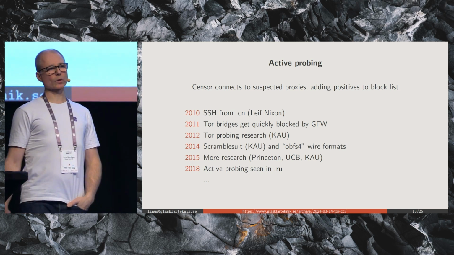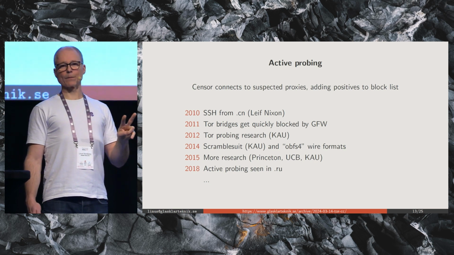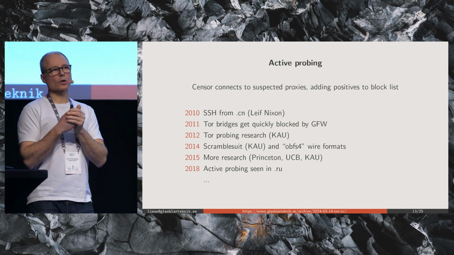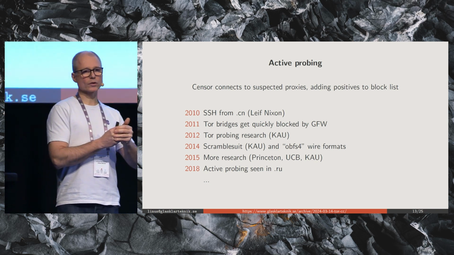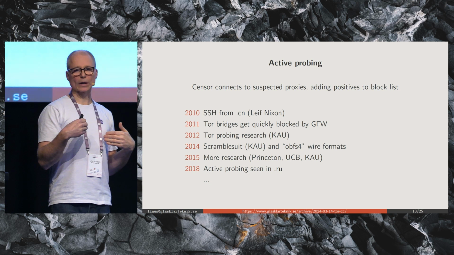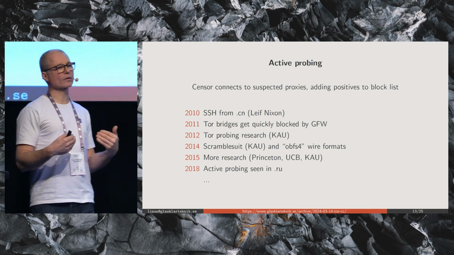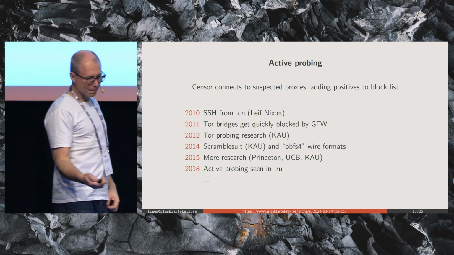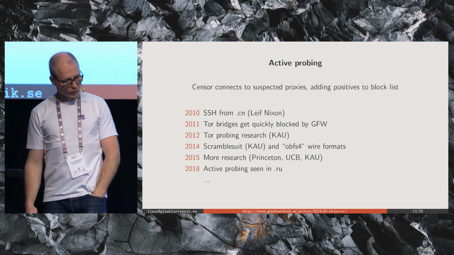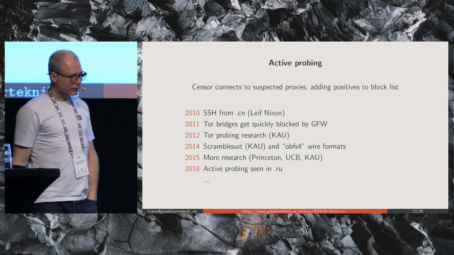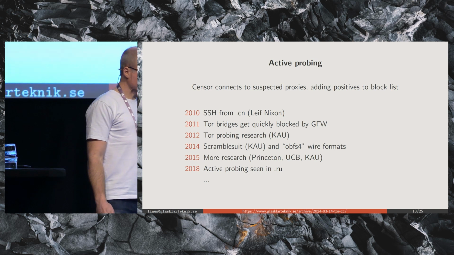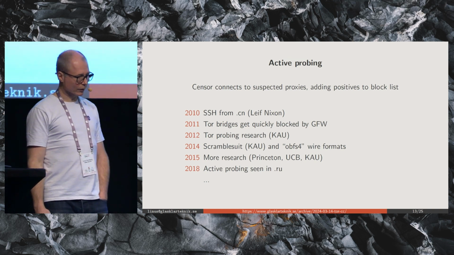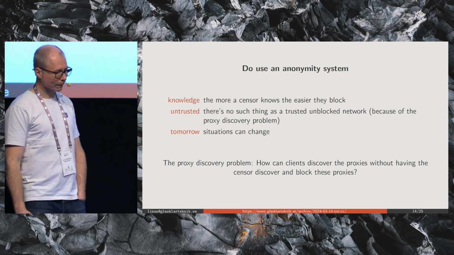One of the results, or two of the results of that, was two obfuscation wire formats called ScrambleSuit and obfs4, which make the traffic look less interesting and also don't respond to active probing in a way. If the prober cannot prove that they have some sort of information, they will not get any response. So it's harder to do active probing on. Then a year later, more research came out of Princeton, Berkeley, and Karlstad again. And then it took 3 years before we saw any active probing that did not come from China. And that was Russia starting to do some probing. There is more in this, but I don't have the data here. But it is an interesting topic overall.